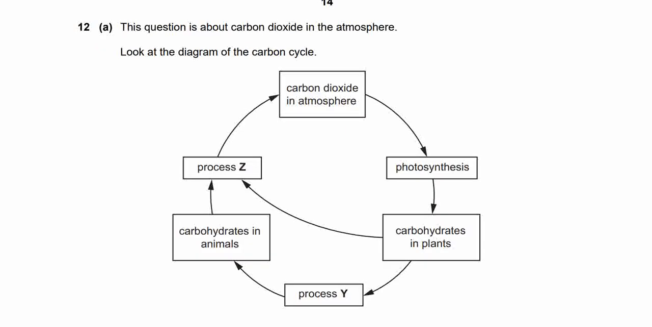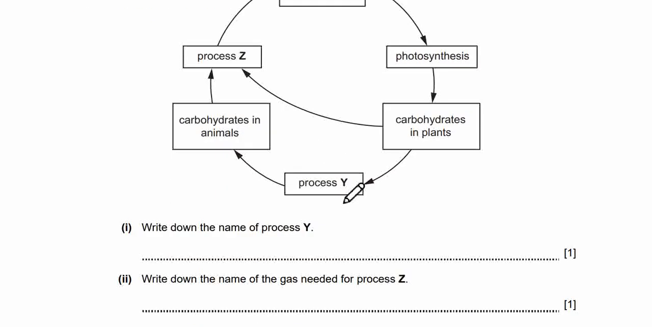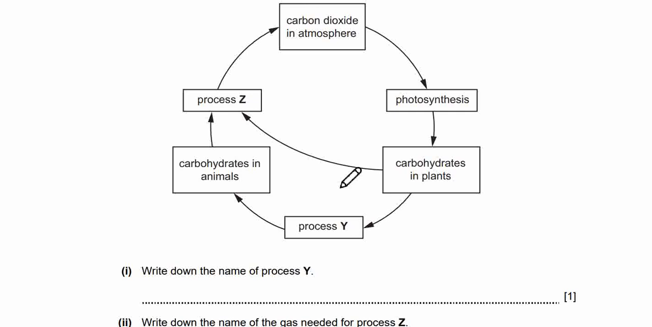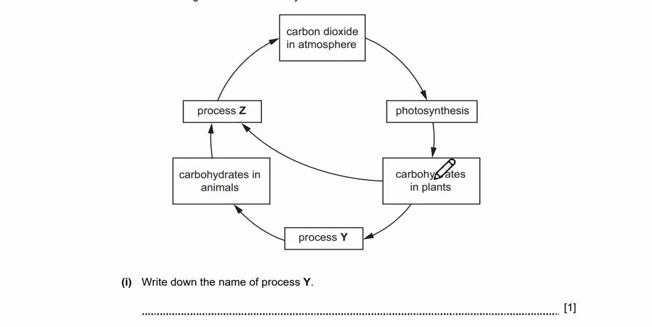Next, question 12. The question is about carbon dioxide in the atmosphere. Look at the diagram of carbon cycle here. Write down the name of process Y. So Y will be from carbohydrates in plants and become carbohydrates in animal. It means animal eat the plant, so carbon moves from plants to animals. So the process will be called eating.